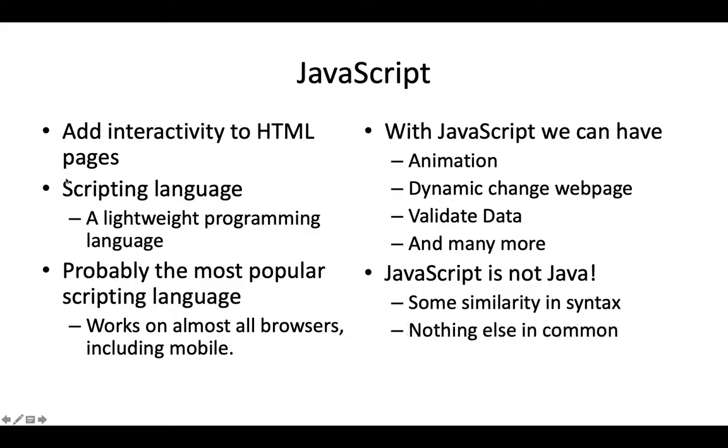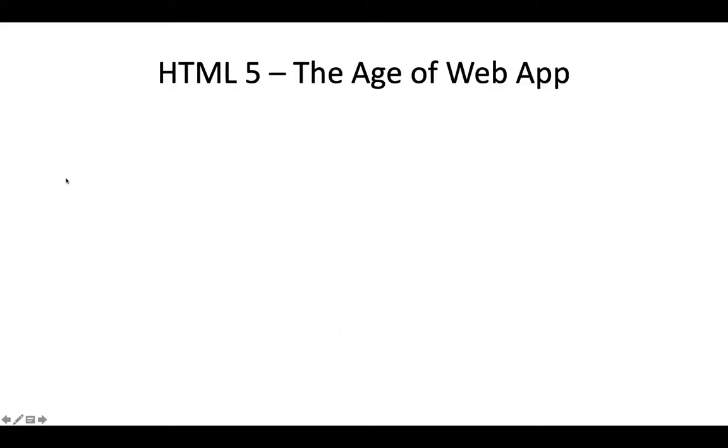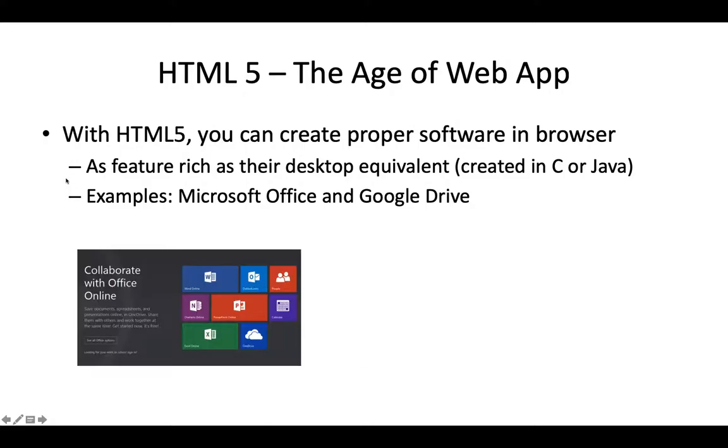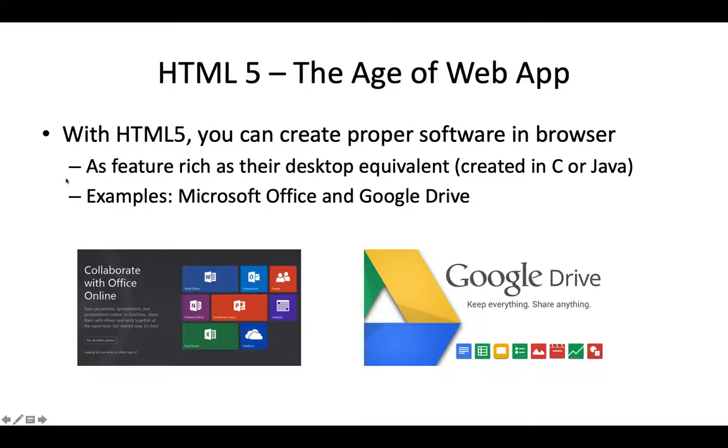As I mentioned before, JavaScript is not Java, so they're different. There are some similarities in syntax for the basic ones, but the difference is much more than the similarity. Okay, and we're going to go through this quite quickly as well. So we saw some examples. You can create very, very complex applications in the browser now. Examples like Office, done by Microsoft, or Google Drive. We saw those last week, so I'm not going to open these again.